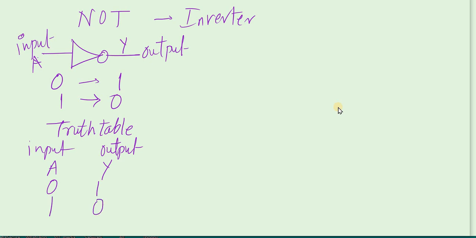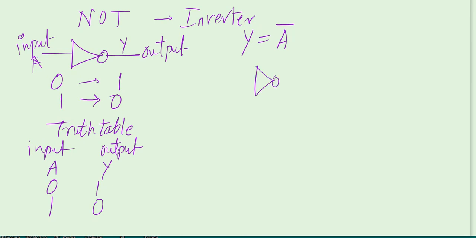This is the inverter. Now using Boolean algebra, this is given as Y equal to A bar. Bar means opposite of A. So when A is 0, Y will be 1. When A is 1, Y will be 0.